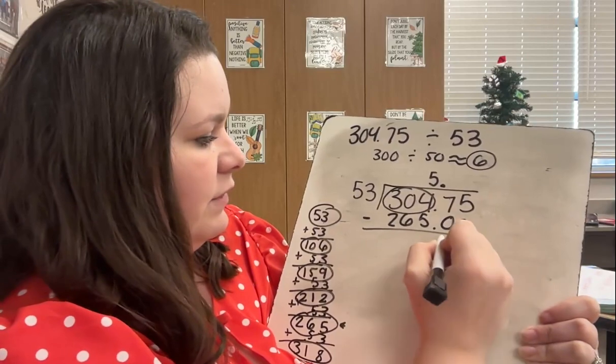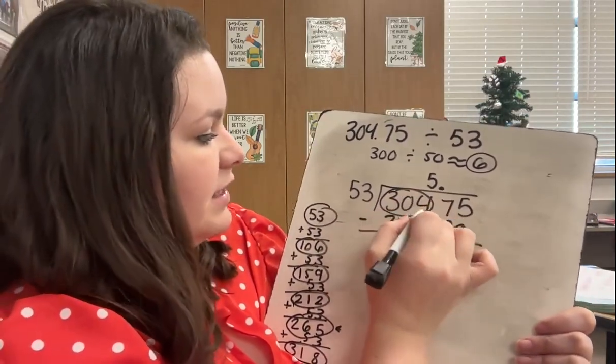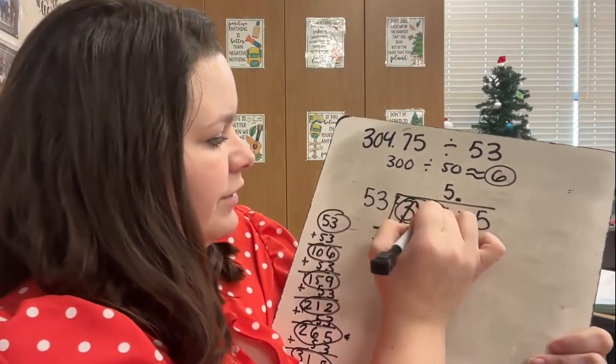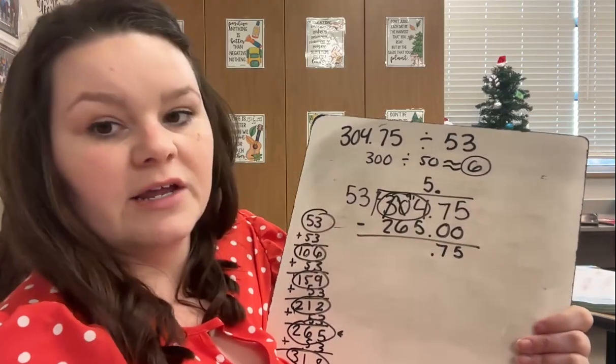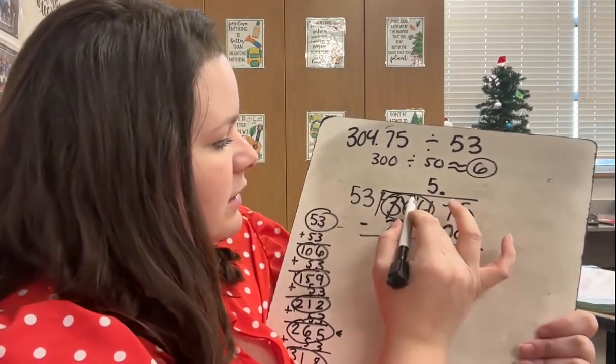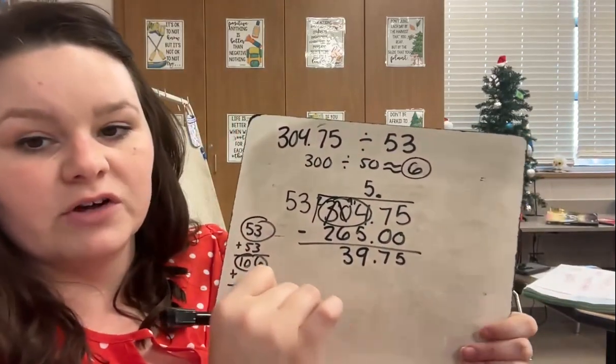So 5, 7. I'm going to have to regroup here all the way across since I need to borrow here, and that's 0. So this is going to become a 2. This is a 10. Now this becomes a 9, and this becomes 14. 14 minus 5 is 9. 9 minus 6 is 3. So we're left with 39 and 75 hundredths.